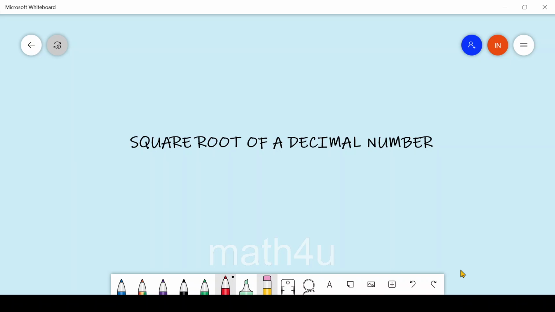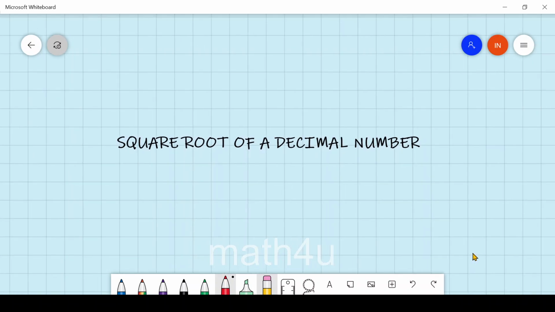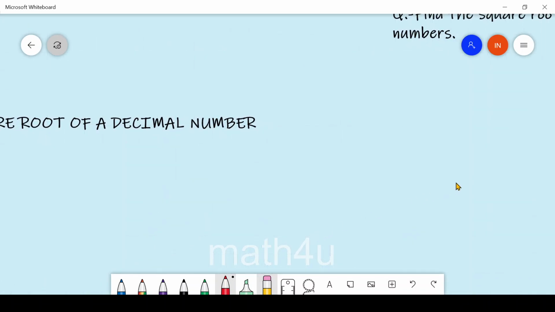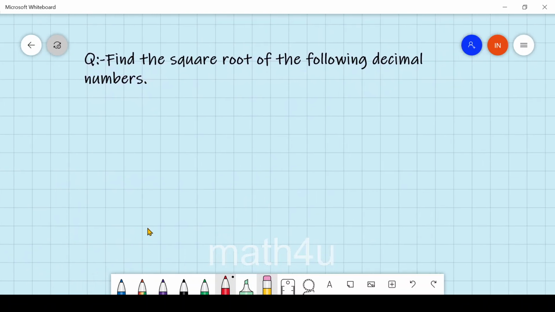Today in this session, let's see how we can find the square root of a decimal number. Some of the students are facing a lot of difficulty in finding the square root when it comes to decimal numbers.